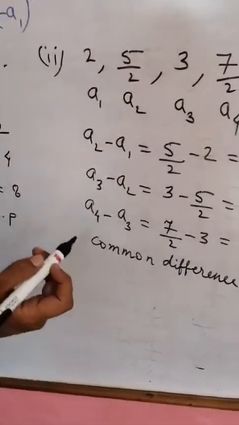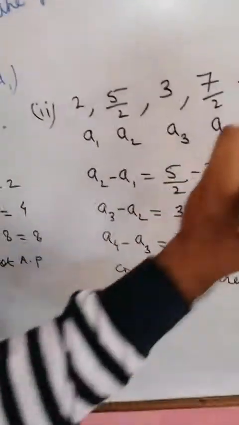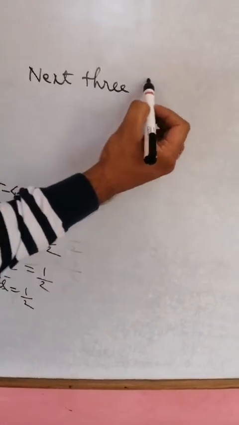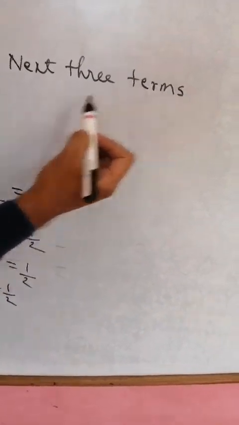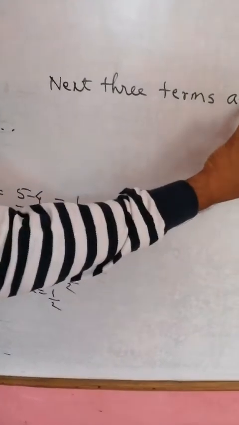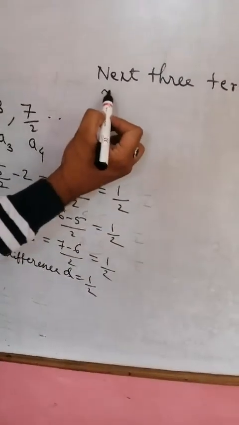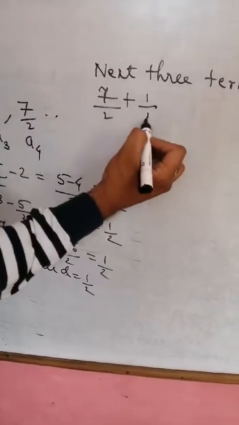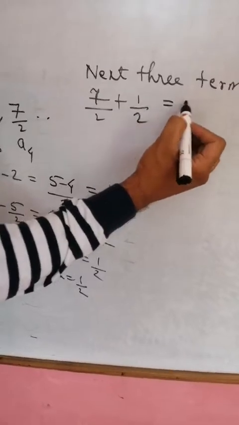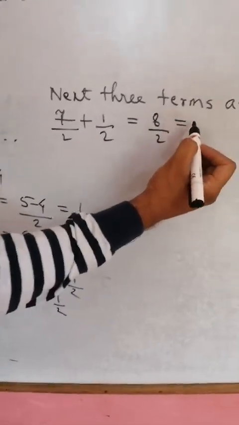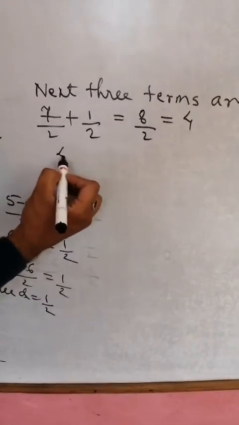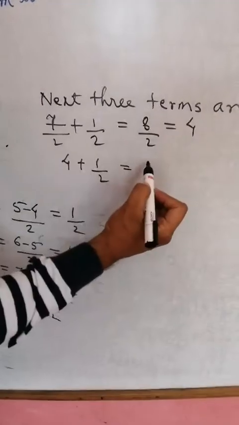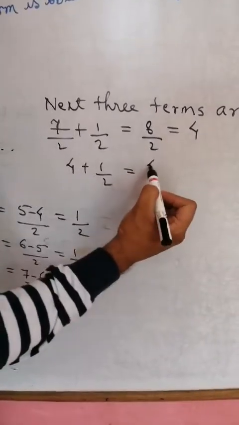Now we need to find the next three numbers. What is the last number? 7 by 2. So to 7 by 2 we will add the common difference 1 by 2. It is equal to 8 by 2, as the LCM is 2 only, which is 4. Now to 4 we will add 1 by 2. It is equal to 4 into 2 is 8, plus 1, 9 by 2. When we take the LCM we get 9 by 2.